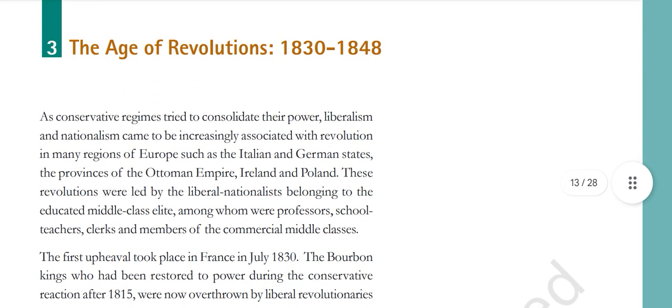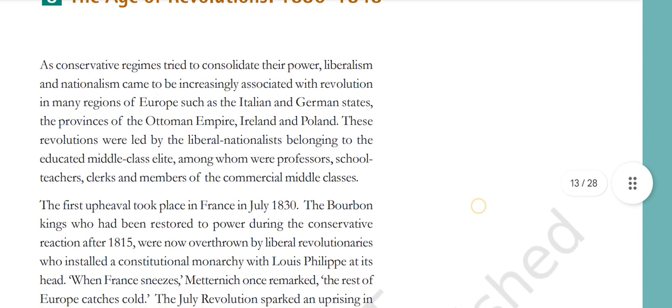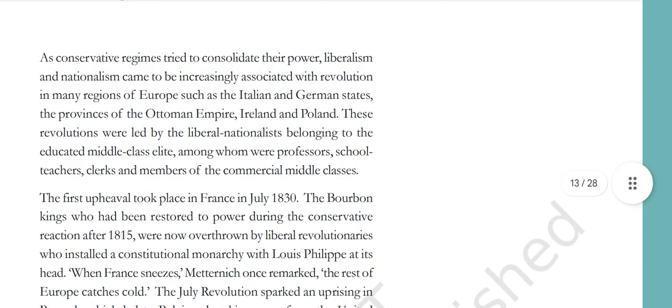The Age of Revolutions, 1830 to 1848. As conservative regimes tried to consolidate their power, liberalism and nationalism came to be increasingly associated with revolution in many regions of Europe, such as the Italian and German states, the provinces of the Ottoman Empire, Ireland, and Poland.